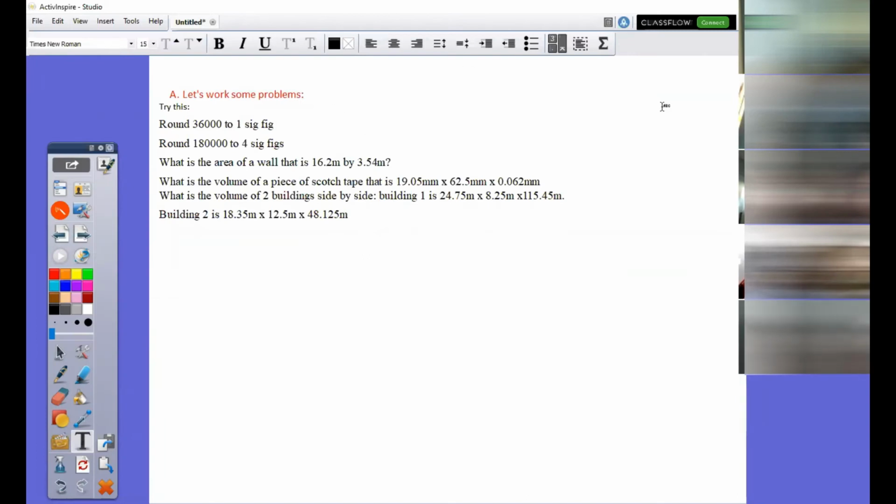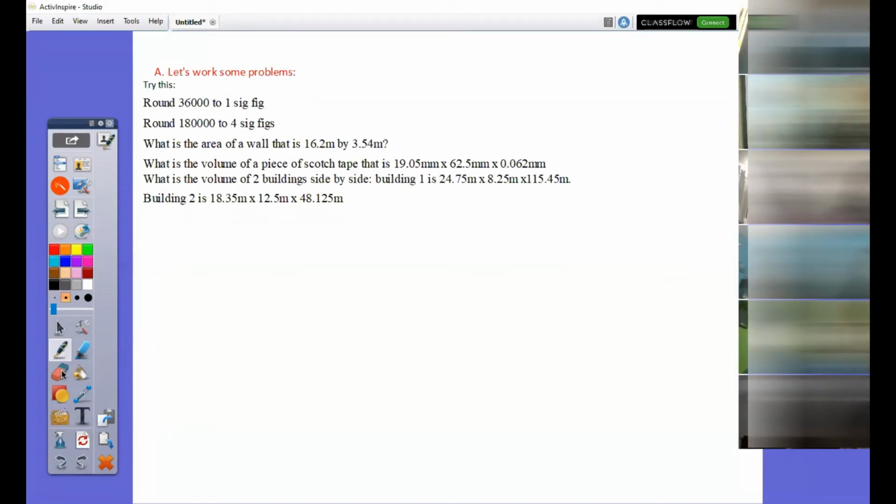So those are our practice problems that I asked you to start with. Let's talk about rounding 36,000 to one sig fig. This is not a question of how many sig figs there are. We're given a number. What we have is a problem. The first problem is to round 36,000 down to one sig fig.